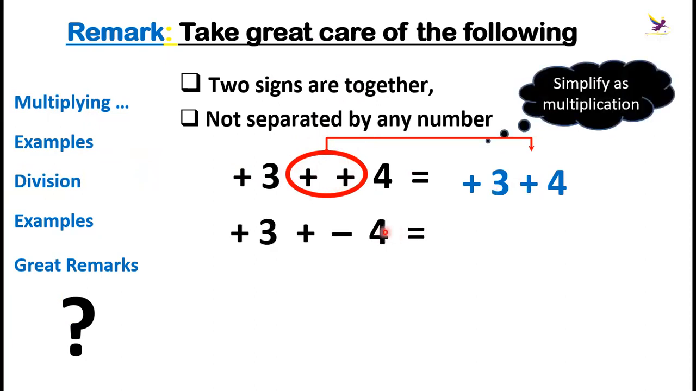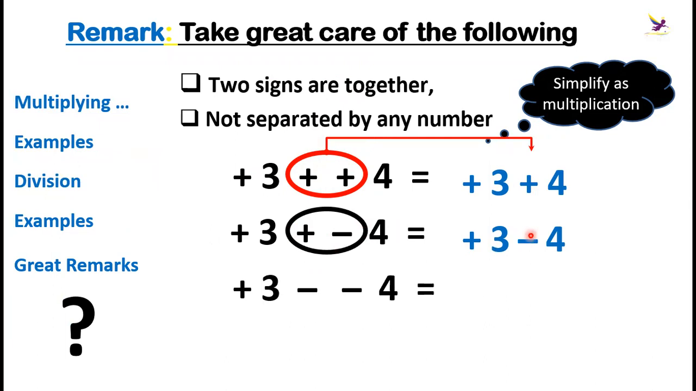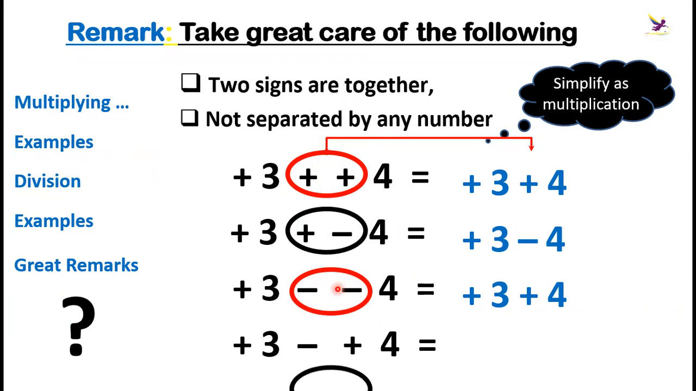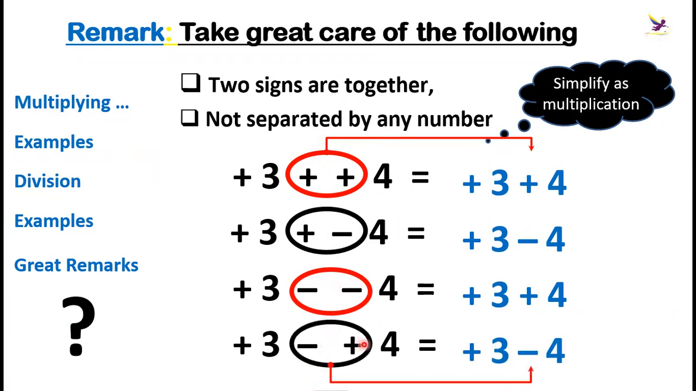All right, so now we have 2 signs again here, not separated by any number. It means plus times minus. And what is plus times minus? It's minus. So I'll replace this plus times minus by minus. What about minus times minus? Look at these two signs not separated by any number. This minus times minus gives us plus. So this is where your teacher tells you that minus times minus, you have the two minus signs together not separated by any number, that gives you plus. And minus times plus is equal to minus. Okay, good.